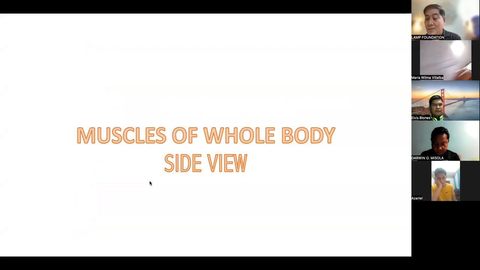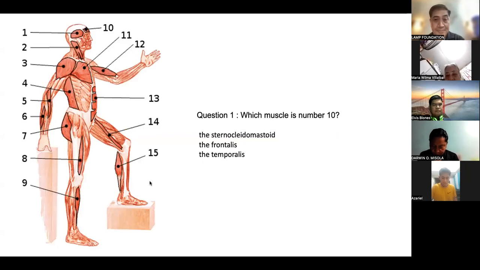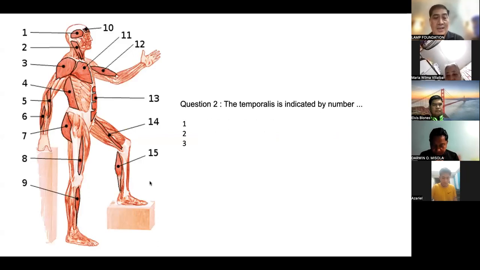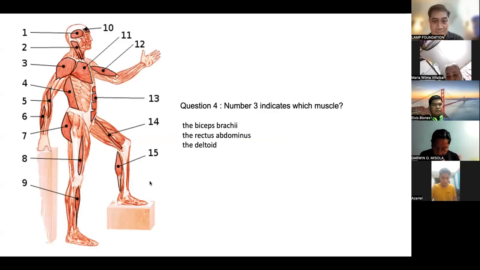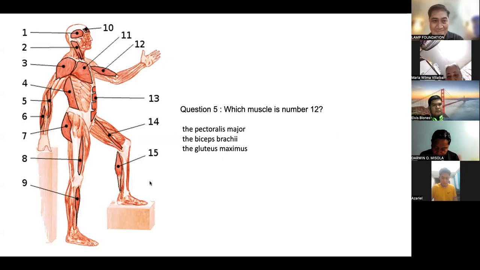Next, we call on Sir Darwin Misola. Yes, sir. Muscles of the whole body, side view. Which muscle is number 10? Frontalis. Wow. Frontalis is indicated by number what? 1. Which number indicates the sternocleidomastoid? 2. Number 3 indicates which muscle? Deltoid. Which muscle is number 12? Biceps brachii. Number 13 indicates which muscle?